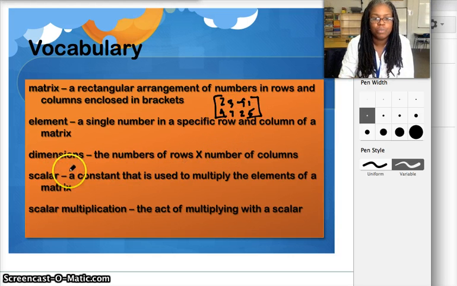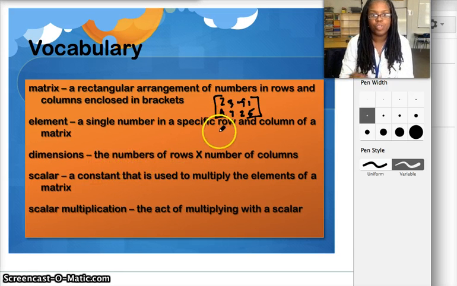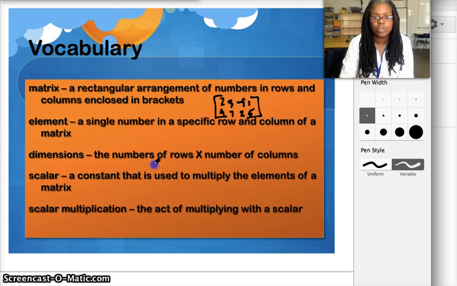When we talk about the dimensions of the matrix, we're literally talking about the number of rows and the number of columns. The number of rows always goes first and the number of columns always goes second. So in this case, we would talk about this particular matrix as a 2 by 4 because there are 2 rows, 1, 2, and 4 columns, 1, 2, 3, 4, right?